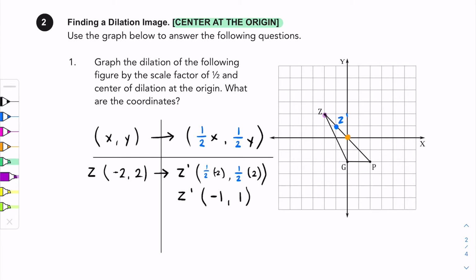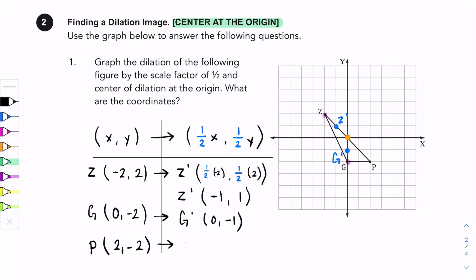Next, let's look at point G. Point G is located at 0, -2. Point G prime, I'm going to do this one in my head. 1/2 times 0 is still 0, and 1/2 times -2 is -1. G prime is at 0, -1. And the last ordered pair, point P, located at 2, -2. When you apply your transformation rule, the new point is at 1, -1.